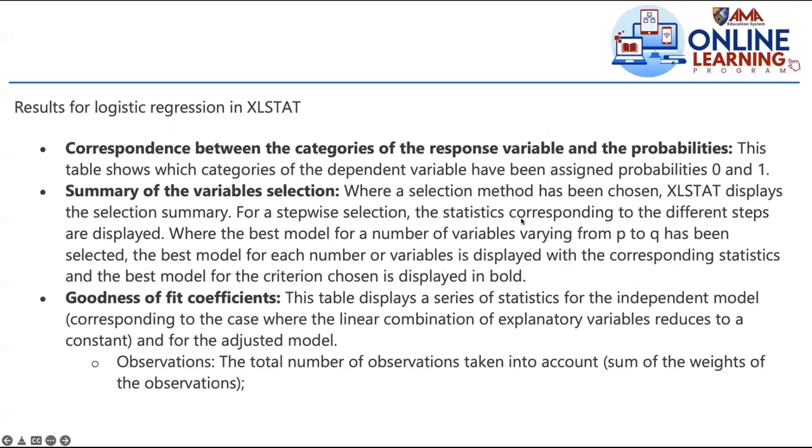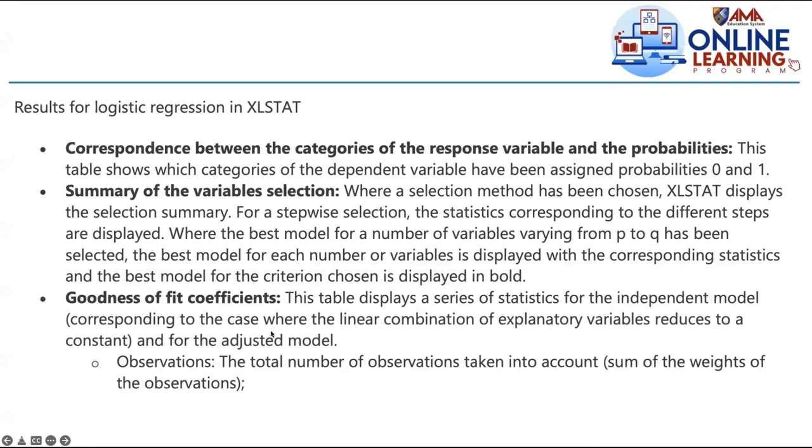Okay, so where a selection method has been chosen, Excel stat displays selection summary. For stepwise selection, the statistics corresponding to the different steps are displayed, where the best model of a number of variables varying from P to Q has been selected. The best model for each number of variables is displayed with the corresponding statistics, and the best model for the criterion chosen is displayed in bold. Okay, again, we'll see this in the example.